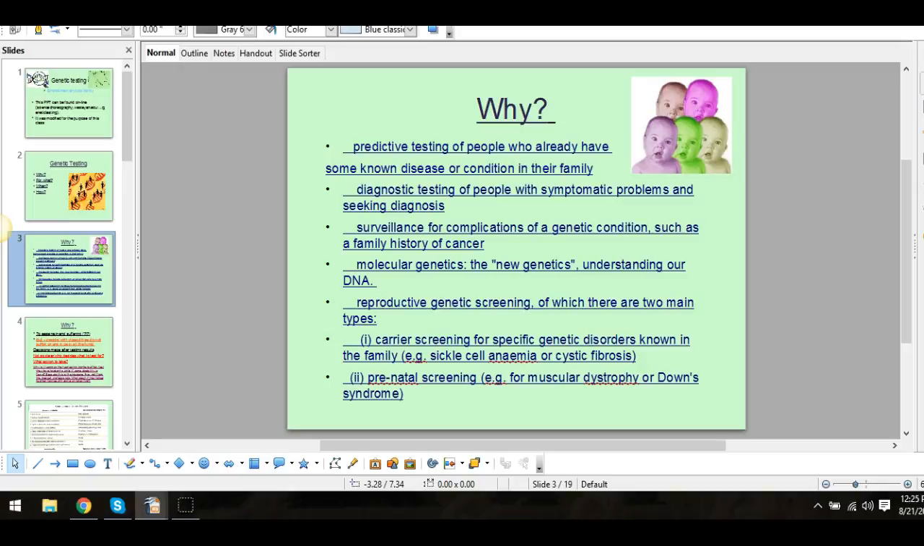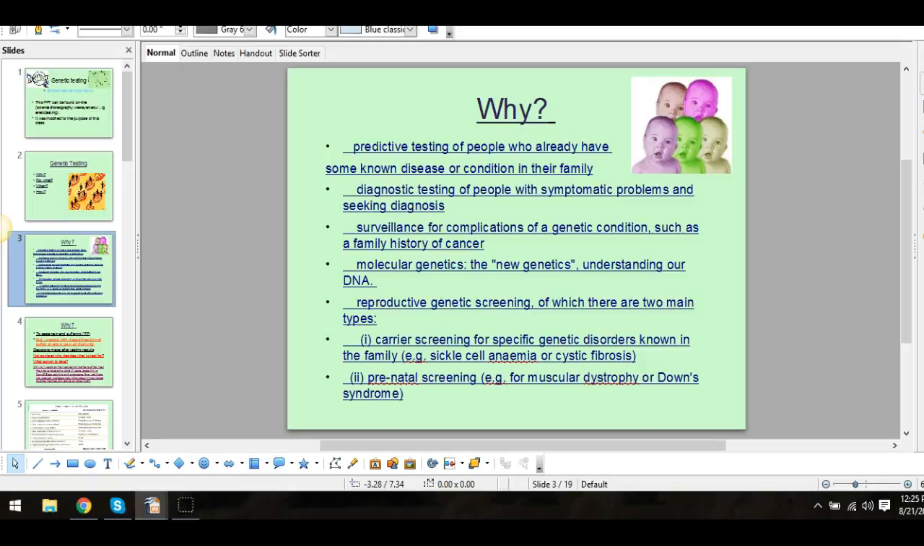We use it as predictive testing for people who already have some known disease or condition in their family. We use it to diagnose people with symptomatic problems who are seeking diagnosis. We use it as surveillance for complications of a genetic condition, such as a family history of cancer. We also use molecular genetics, which is the new genetics understanding, to understand our DNA.